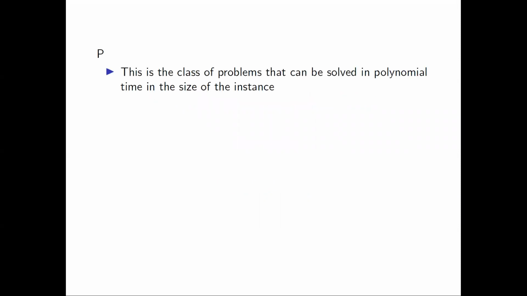P is the class of problems that can be solved in polynomial time in the size of the instance, whatever instance of the problem that you were given. And when I say polynomial time, I mean polynomial time using a deterministic Turing machine. So a classical computer.